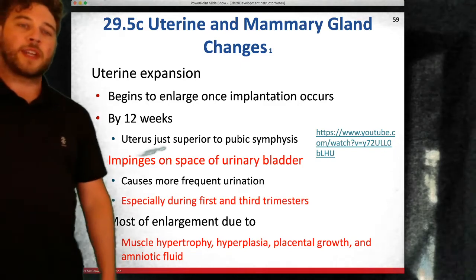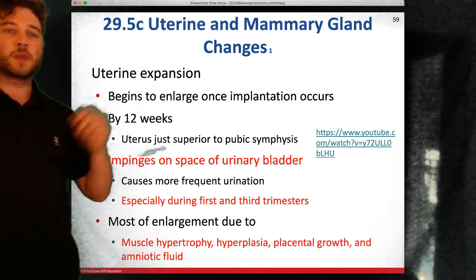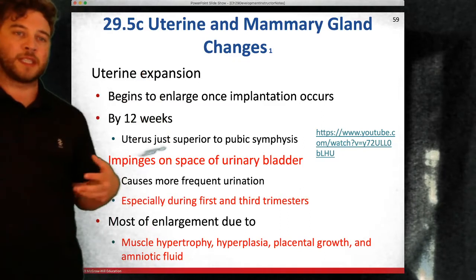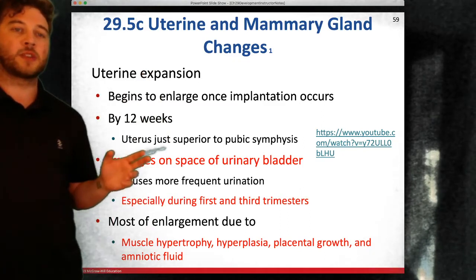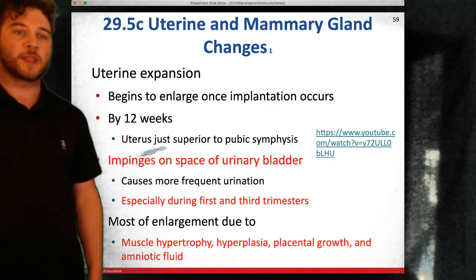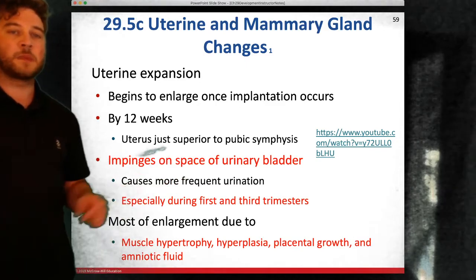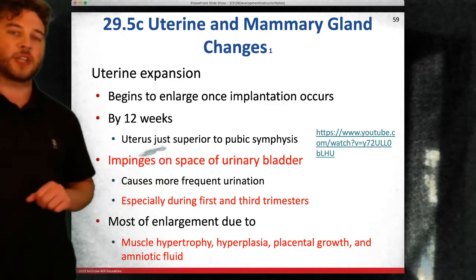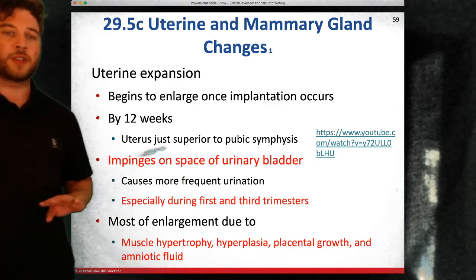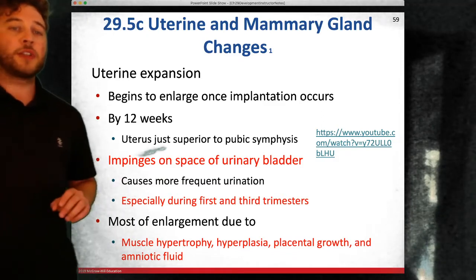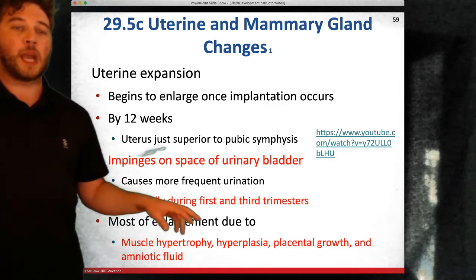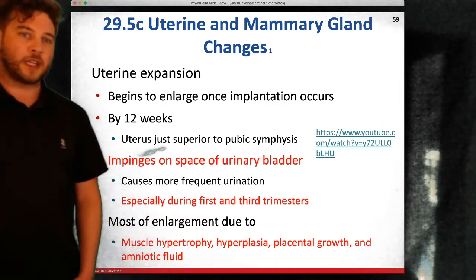Okay, uterine and mammary gland changes. The uterus will expand and begin to enlarge once implantation occurs. By 12 weeks, the uterus is just superior to the pubic symphysis. It impinges on the space of the bladder, causing more frequent urination, particularly during the first and third trimesters. Most enlargement is due to muscle hypertrophy, hyperplasia, placental growth, and amniotic fluid.